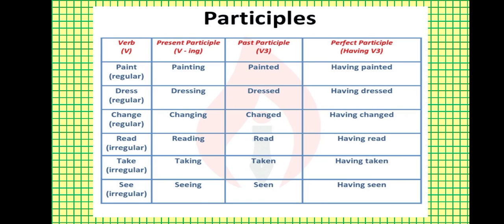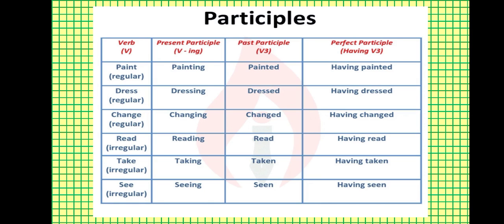Here you could understand the difference of present, past and perfect participle. First is a verb, next present participle, past participle and perfect participle is given. Here you could see that regular and irregular forms of verbs are given. When you add ing with these kinds of verbs, it becomes present participle. For irregular forms, you will be adding according to that participle.